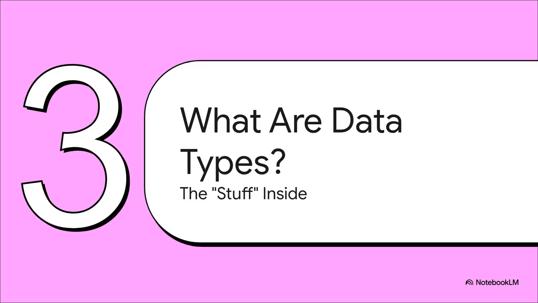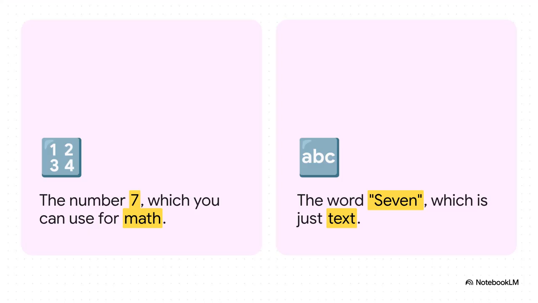Okay, so we've got our containers, our variables, but what kind of stuff can we actually put inside them? Can we put numbers in there? Text? A whole list of items? Well, that's where our second big concept for today, data types, comes into play. Now, take a look at this. To you and me, the number 7 and the word 7 represent the same idea, right? But to a computer? Oh no, they are completely different things.